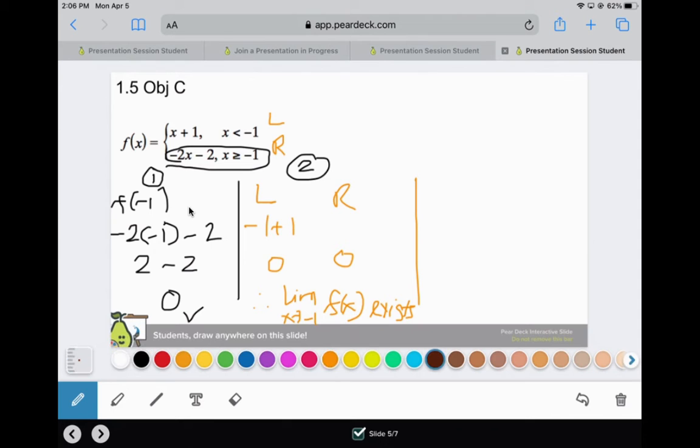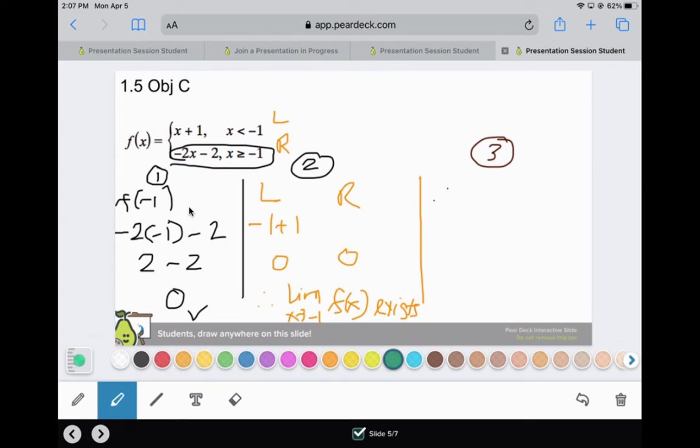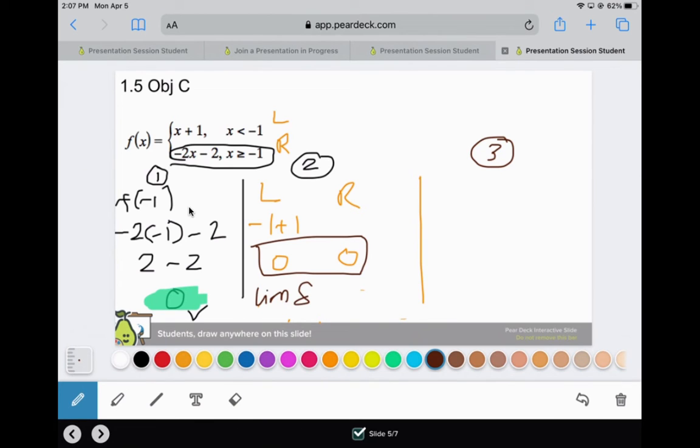Now what we're going to do is we want to go to step 3. Step 3 is that we're going to compare. Look at f of -1. f of -1 is 0, right? The limit in this case is also 0 because they both equal 0. So I'm going to erase this one. I would say the limit of f of x is 0. Okay, now if you compare, the limit is 0.